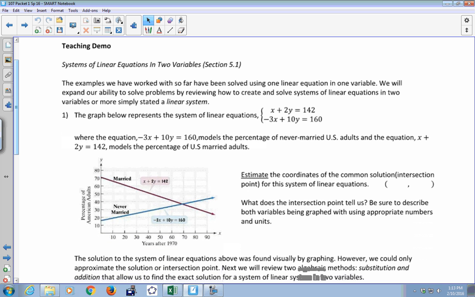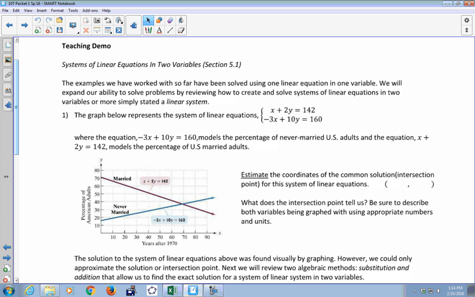We're going to continue talking about modeling with equations today. The examples that we've worked with so far have been solved using one linear equation and one variable, or can be. Some of you were using 2 variables last class already, which is great, because that's what we're going to work on today. We're going to create and solve systems of linear equations in 2 variables, or a linear system.